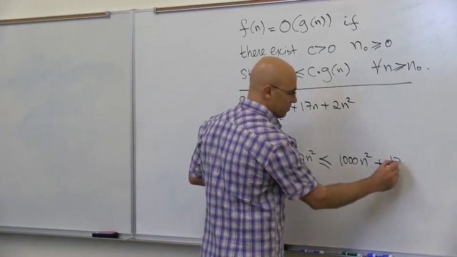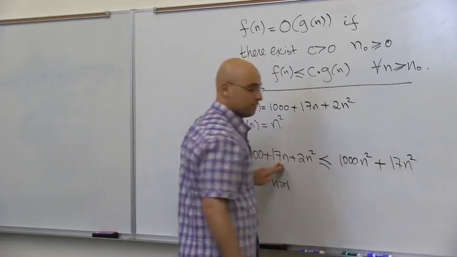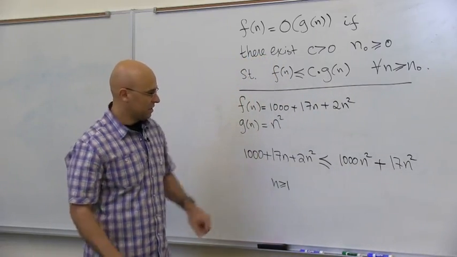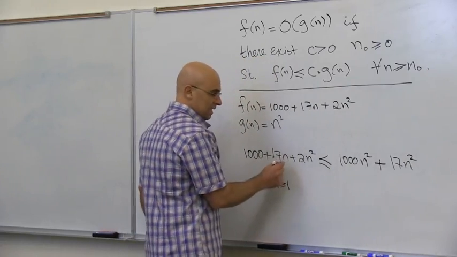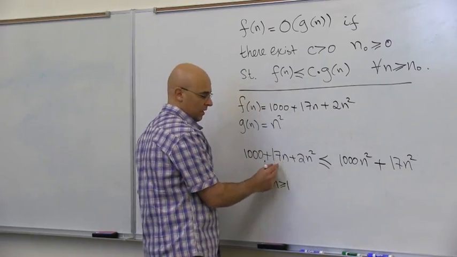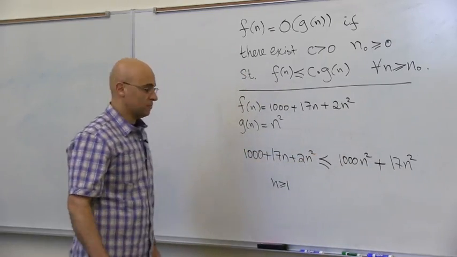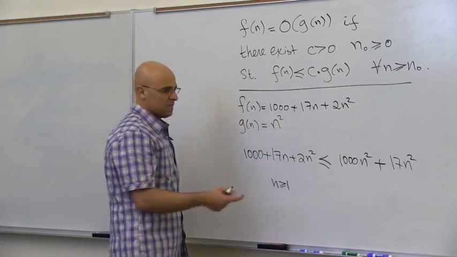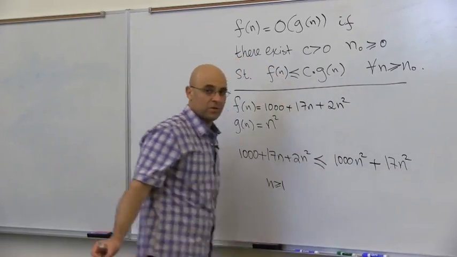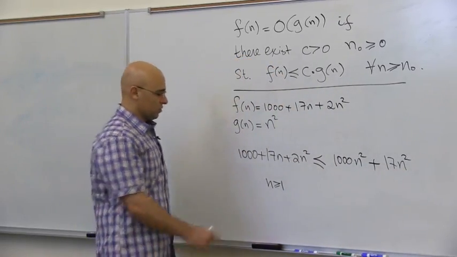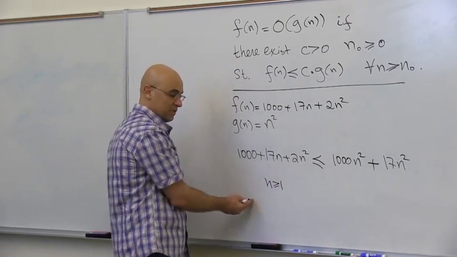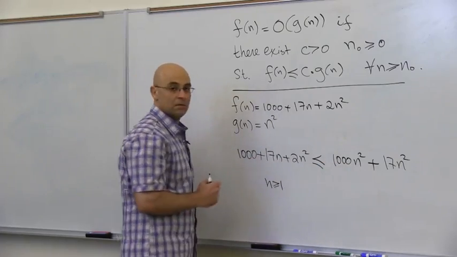17n is also smaller than 17n squared. Again, 17n is smaller than 17n squared because n squared is larger than n, and we can make this assumption here. In this case, even if n is 0, 17 is smaller than or equal to 17 times n squared. So we don't have to modify this condition. This is still going to hold. I cannot lower it to 0 because it's going to violate this one.